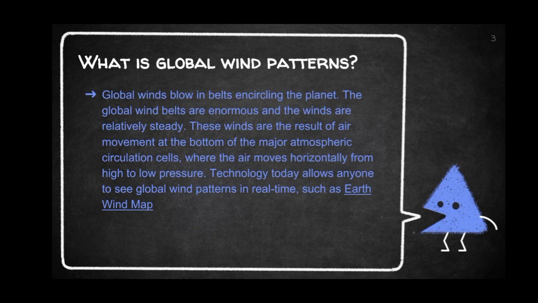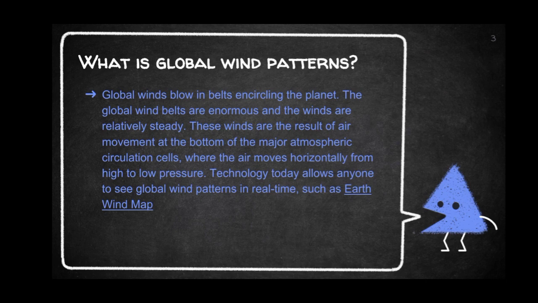What is global wind patterns? Global winds blow in belts encircling the planet. The global wind belts are enormous and the winds are relatively steady. These winds are the result of the air movement at the bottom of the major atmospheric circulation cells, where the air moves horizontally from high to low pressure.